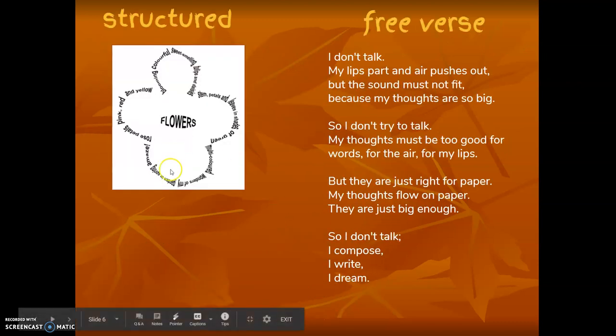So again, if we look at this poem, it's about flowers, and you can see that all the way around it are different adjectives and nouns that have to do with flowers, and it's written to look like a flower. That's not an accident. The author intended it to look that way. He planned that shape out.